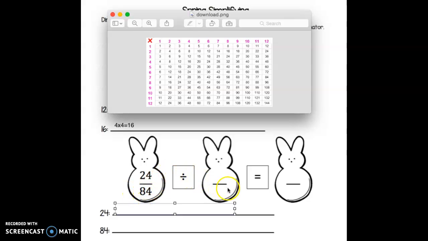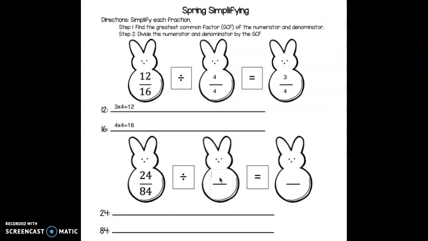48 divided by 12. Could I do that? Well, let's use our multiplication table here. Aha! I can use it. It would be 7. So in this case, I would use 12 as my greatest common factor. 24 divided by 12 would give me 2, and 84 divided by 12 would give me 7. How do I know this? Because 12 is a multiple of both these numbers.